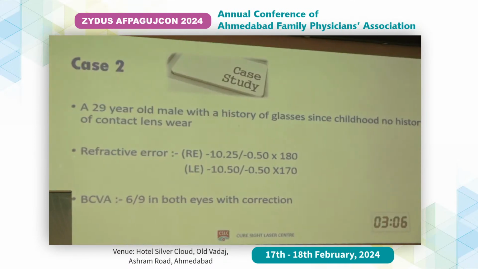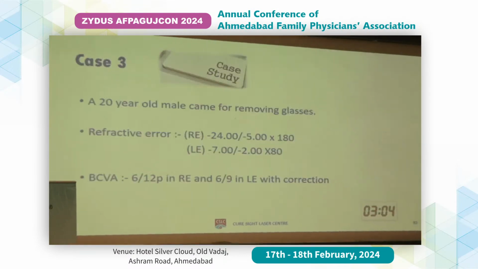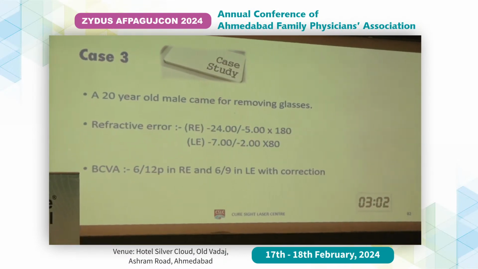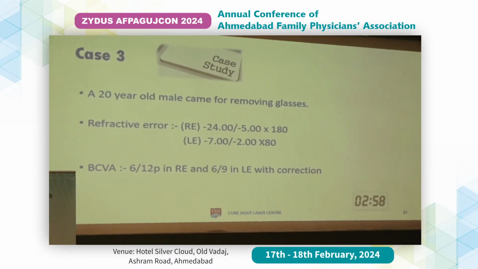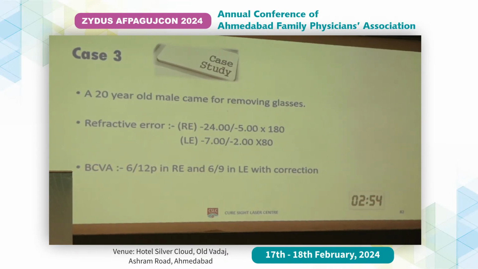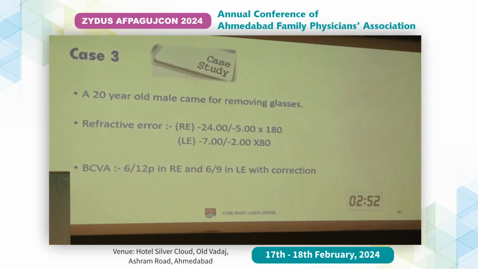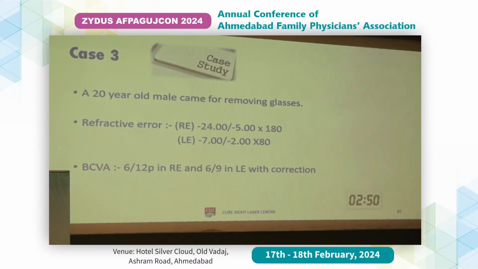one case which is very unique to us. We did this on a 12-year-old male who came for removing glasses and he had a very high number in his right eye. He had around 24 with 5 numbers, so almost 29 numbers in his right eye. And in his left eye he had 7 with -2 cylinders, so almost 9 numbers.